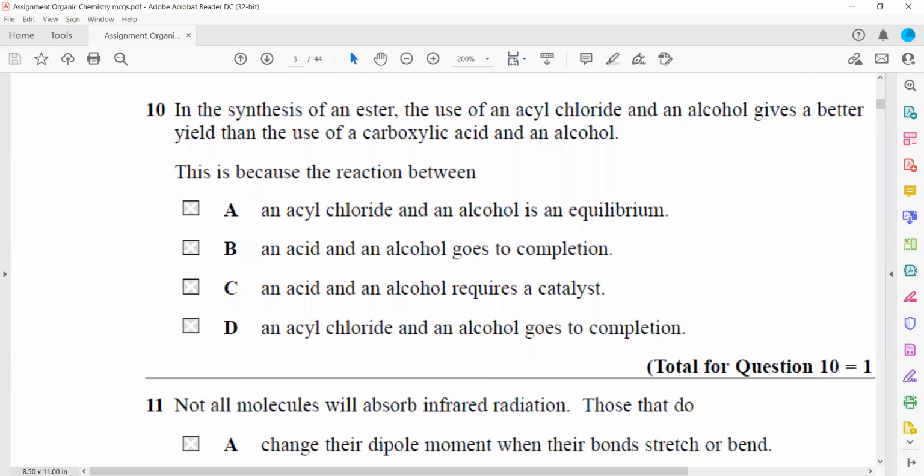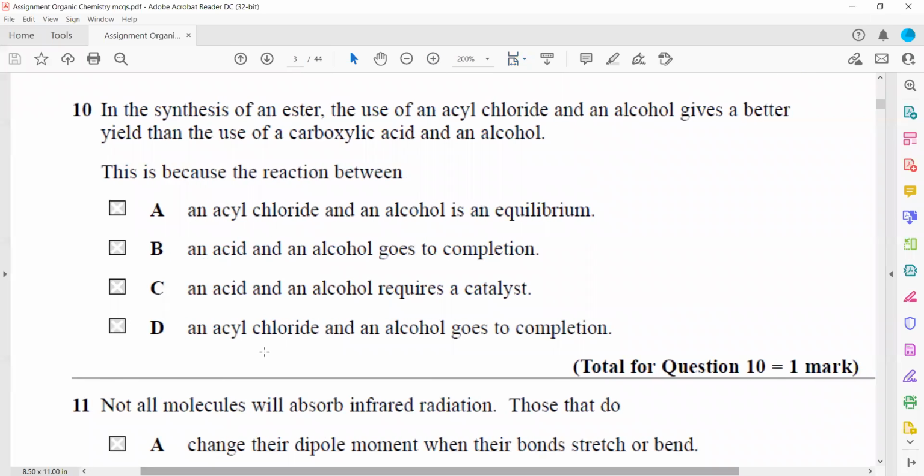In this question, in the synthesis of an ester, the use of acyl chloride and alcohol gives a better yield than the use of a carboxylic acid. What is the reason for that? Because when we use a carboxylic acid, the reaction is reversible. But in the case of acyl chloride, the reaction is irreversible, so the reaction goes to completion. Acyl chloride and alcohol is not in equilibrium. That's not the point. Acid and alcohol does not go to completion. That will be in equilibrium.